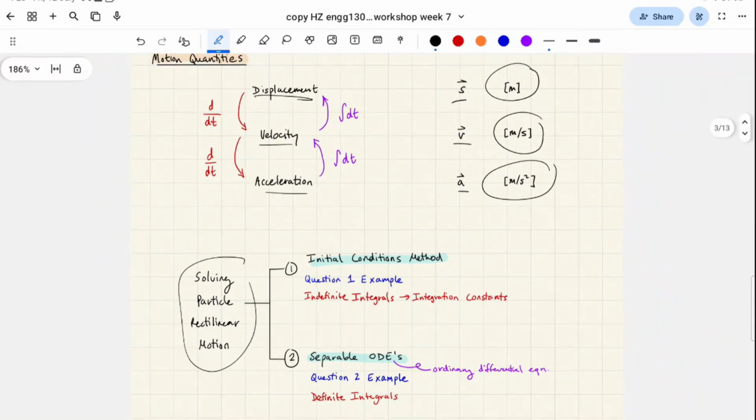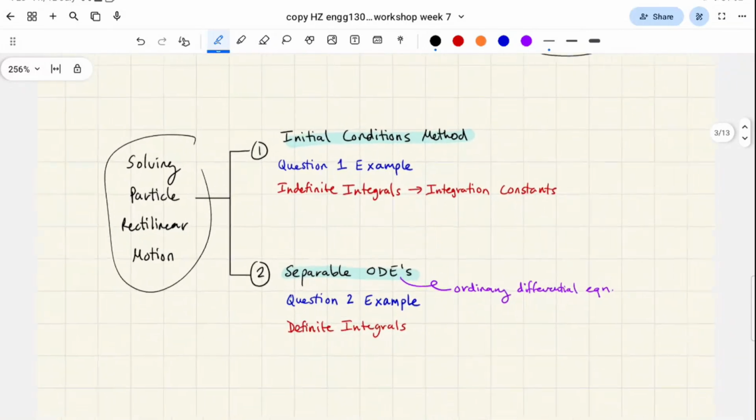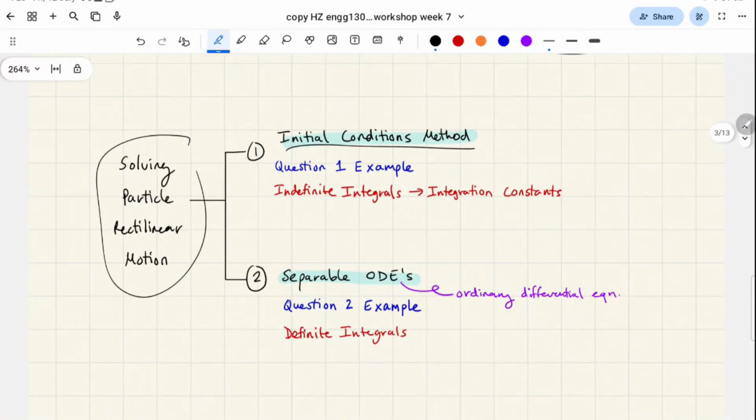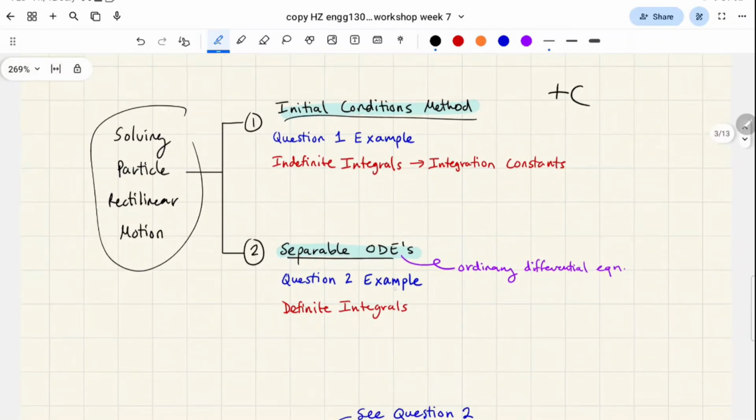So basically the two methods which we'll be covering are the initial conditions method, right? Initial conditions will help to solve for those integrals which have the plus C for indefinite integrals. And the separable ODEs method, I'll show you what that means, but basically we'll be dealing with definite integrals instead.